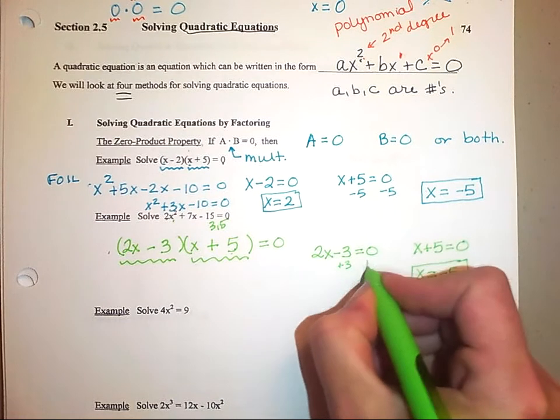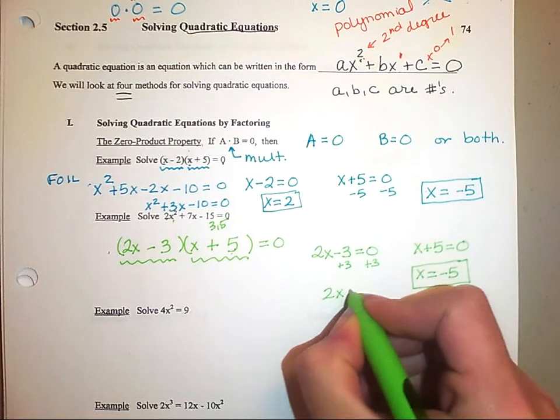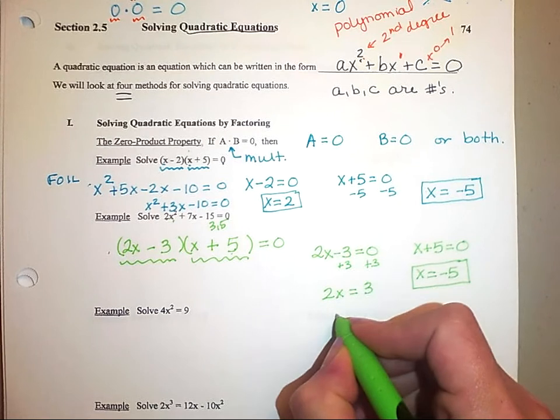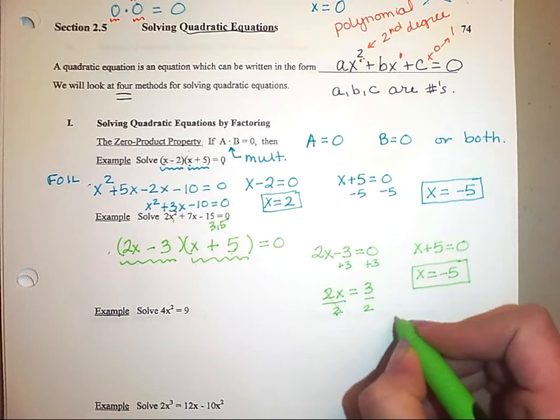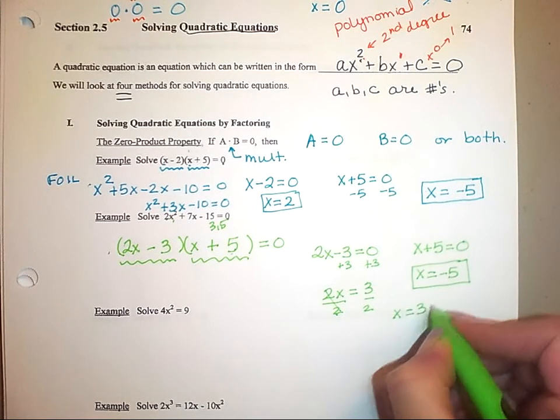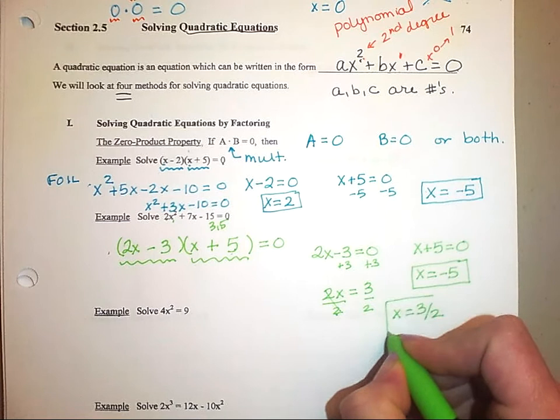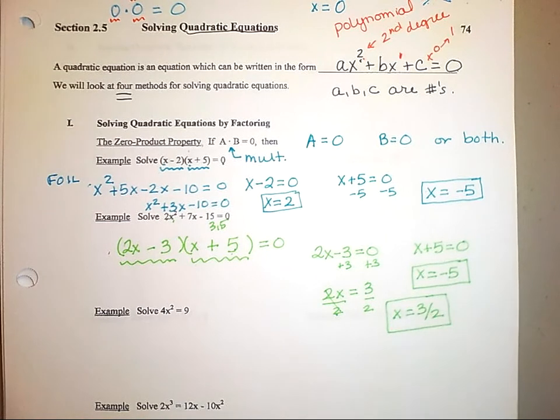Here let's add 3. So we have 2x is equal to 3, and now divide by 2, and we have the solution that x is equal to 3 halves. And these are two possible solutions.